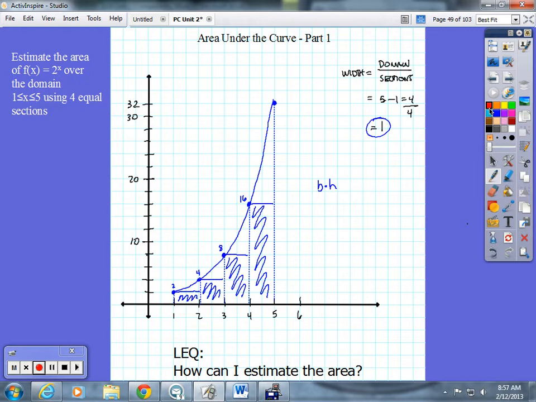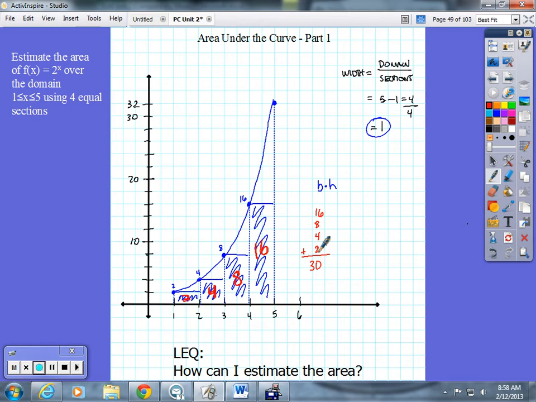So if I find the area of each of those rectangles, it'll be 1 times 16. So the area of this rectangle is 16. 1 times 8, the area of this rectangle will be 8. 1 times 4, the area of this rectangle will be 4. And then 1 times 2, so the area of this rectangle will be 2. So if I add up all my rectangles there that I made, I will have 16, 8, 4, and 2. Okay, so my total area there will be 30 by my calculation. 16 and 4 is 20, 8 and 2 is 10, 20 and 10 is 30. Now, is that the best answer?